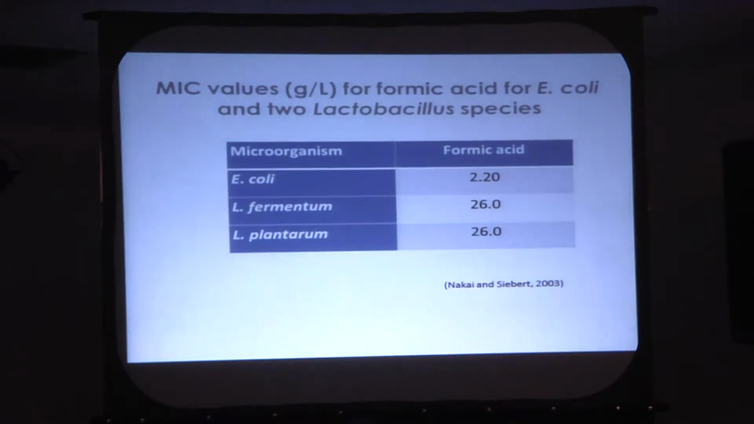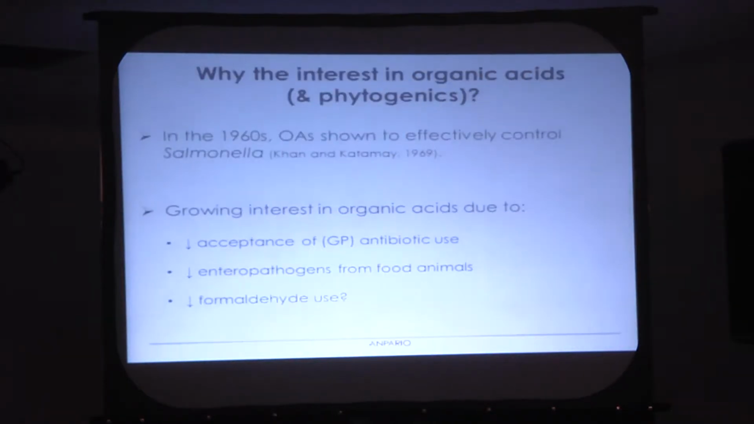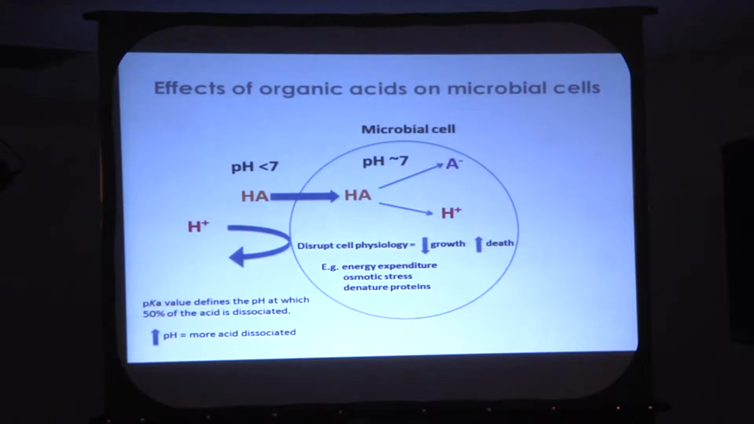If you look at the 2 species of lactobacilli, you can see that the concentration required to inhibit their growth is over 10 times that for E. coli. What this means is at any given concentration, the formic acid is having a greater effect on E. coli than it is on lactobacilli. And it's this difference that is key to the way in which we can use organic acids to improve intestinal health. We can selectively promote some bacteria and suppress others.